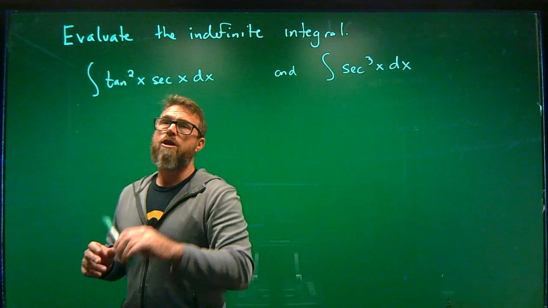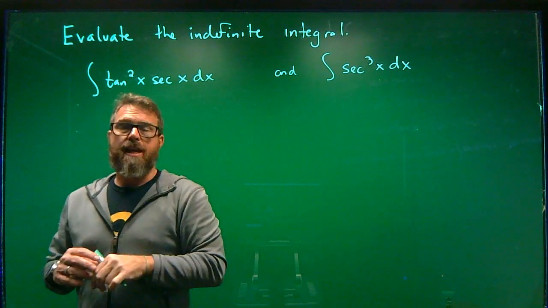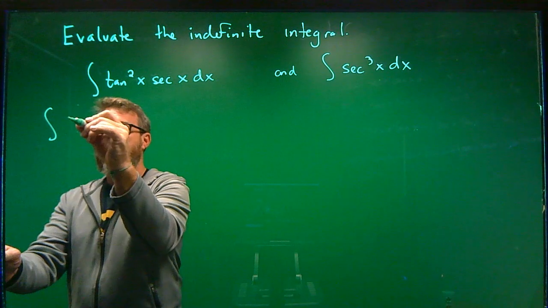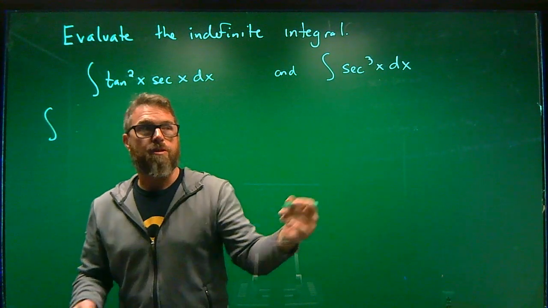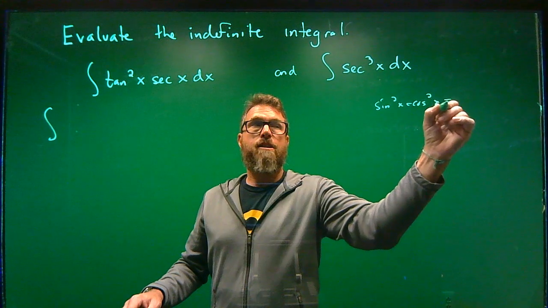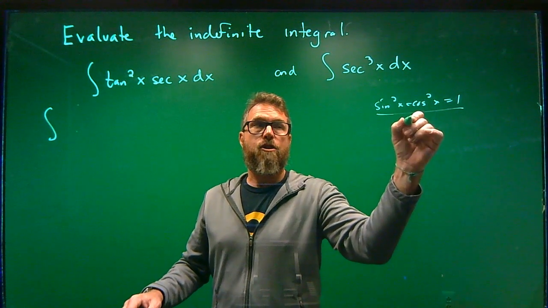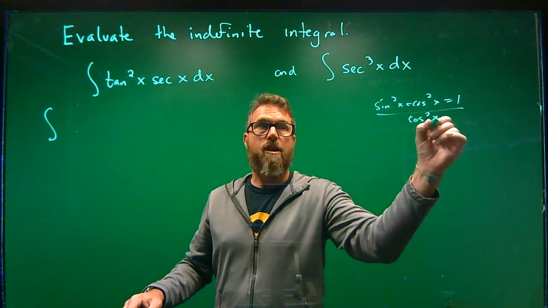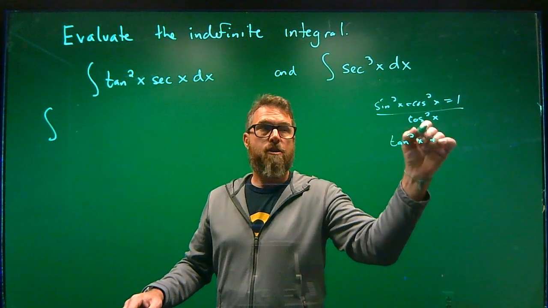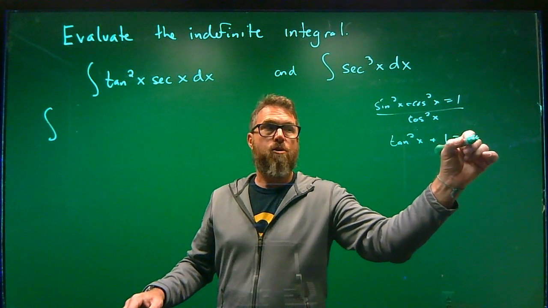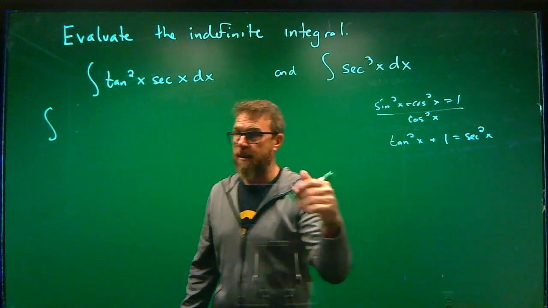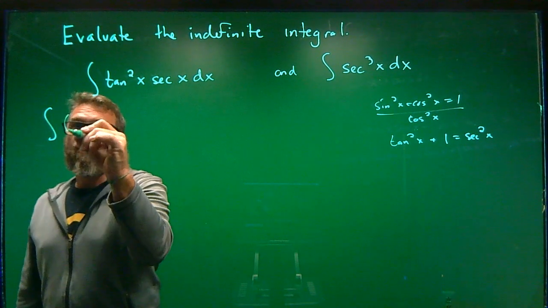In order to do this, I'm going to break down this tangent squared of x into the secant squared minus 1 using the Pythagorean theorem. We know the sine squared of x plus the cosine squared of x is equal to 1. If I want to get a tangent squared, I'm going to have to divide everything by the cosine squared of x. So this gives us tangent squared of x plus 1 is equal to the secant squared of x. That means the tangent squared of x is going to be the secant squared of x minus 1.